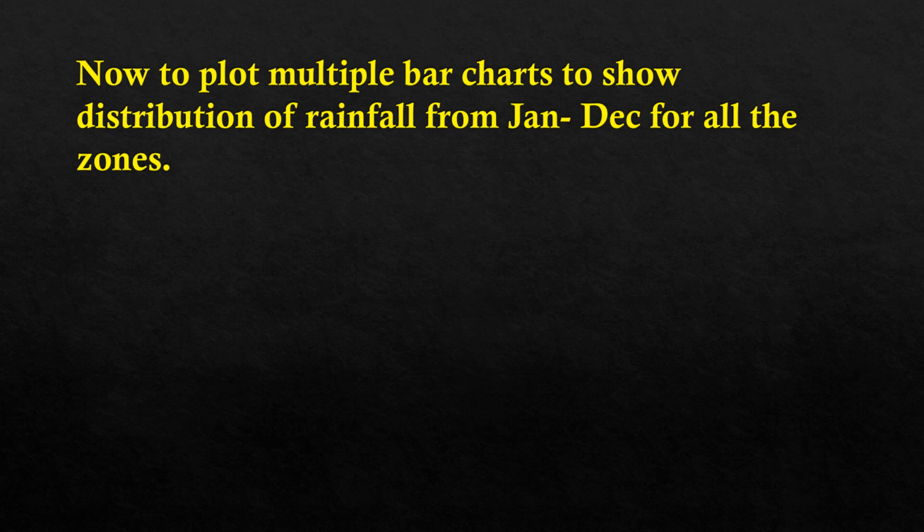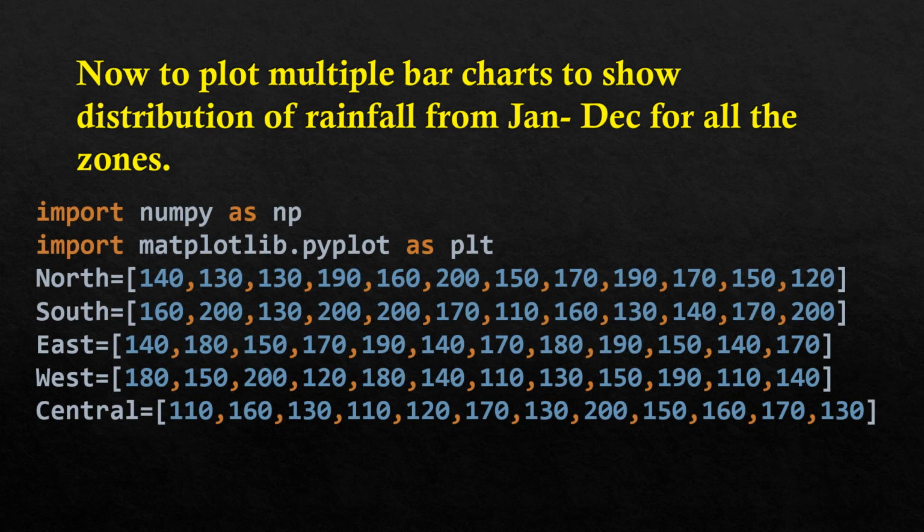Now, let us draw multiple bar charts to show the distribution of rainfall from January to December for all the zones. For that, we have to import our pyplot, and I have also imported the NumPy library and given it the alias name np. Now let us create all the 5 lists for all 5 zones: north, south, east, west, and center. In each list, we keep the rainfall for all the 12 months in every zone, as in the data given in the question.